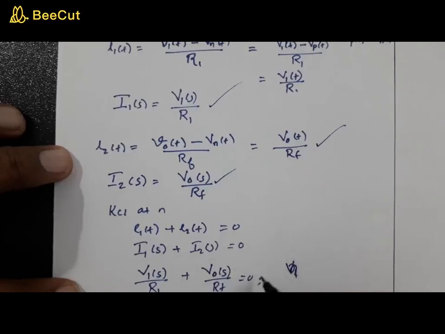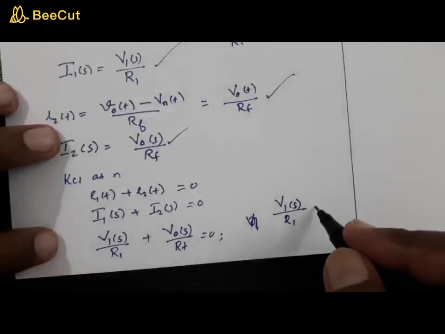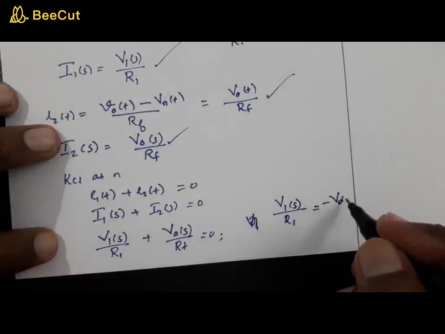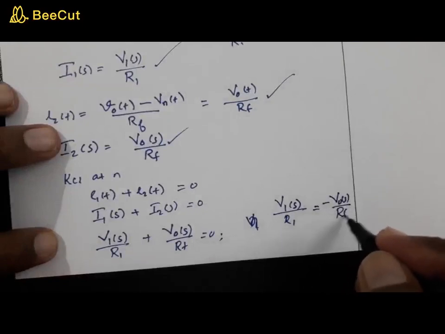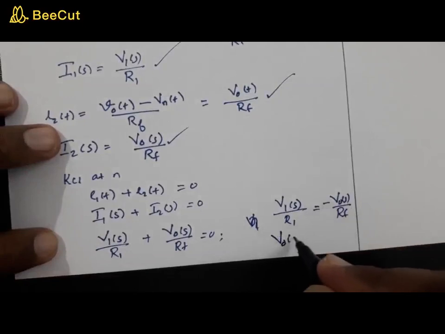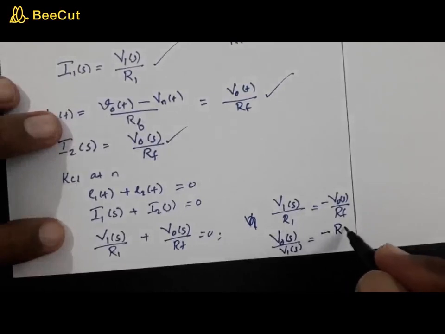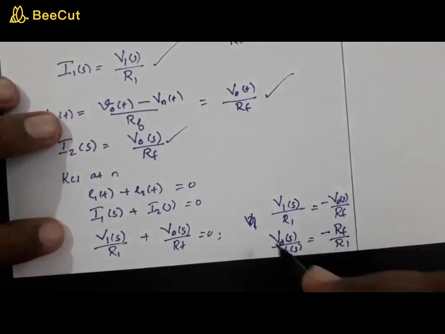Or you can write this as, you can bring this V1 of s by R1 is equal to minus V0 of s by RF, or you can take the ratio like this, V0 of s by V1 of s is equal to minus RF by R1, right?